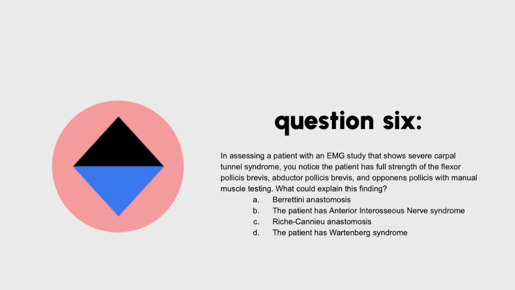Correct answer here is C. The Riche-Cannieu anastomosis is a connection between the ulnar nerve and the median motor nerve in the palm, which would preserve those muscles and also would have a positive EMG study for carpal tunnel syndrome.